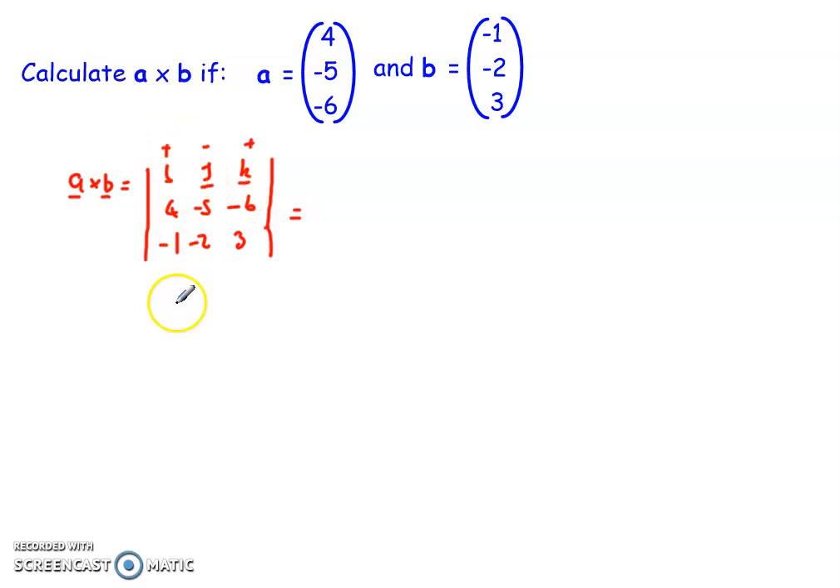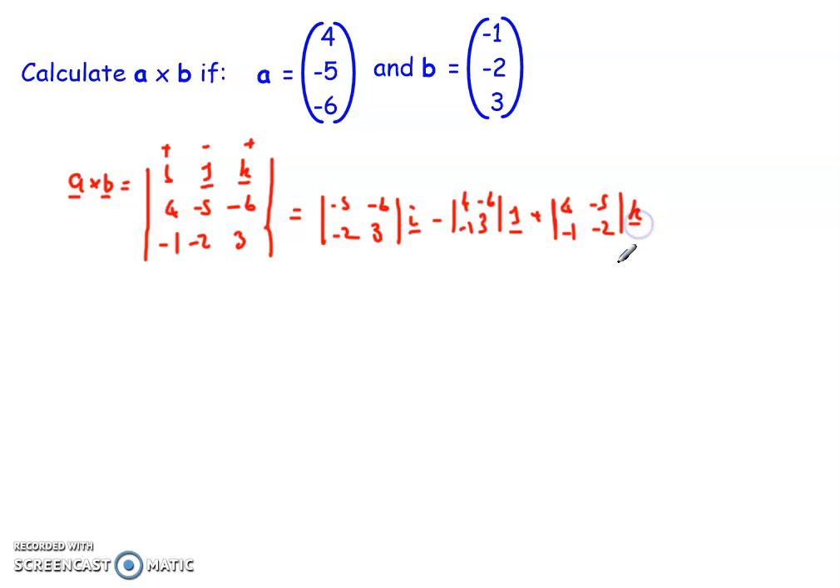So look at the i component. Ignore the row and the column with i in it, and I've got -5, -6, -2, 3 in the i direction. I've then got minus, because remember the j column is minus, and again ignore the row and the column with the j in it. So I've got 4, 3, -1, and -6 there in the j direction. Then I've got plus, same idea with the k, ignore the row and column. What I end up getting is 4, -5, -1, and -2 in the k direction.